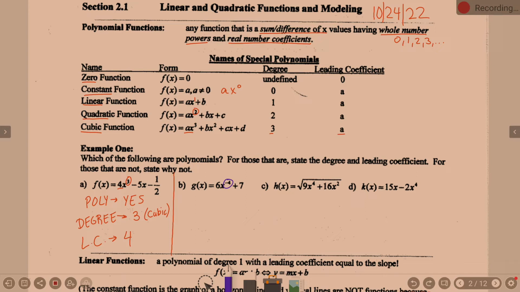No. Yeah. And another way to think about this is this would end up being 6 over x to the 4th. And we can't have x's in the denominator of a polynomial. Okay? So, is this a polynomial? And I'm going to say no. And our reasoning is that not whole number powers. So, power is not a whole number. Or in other words, the negative is the problem.